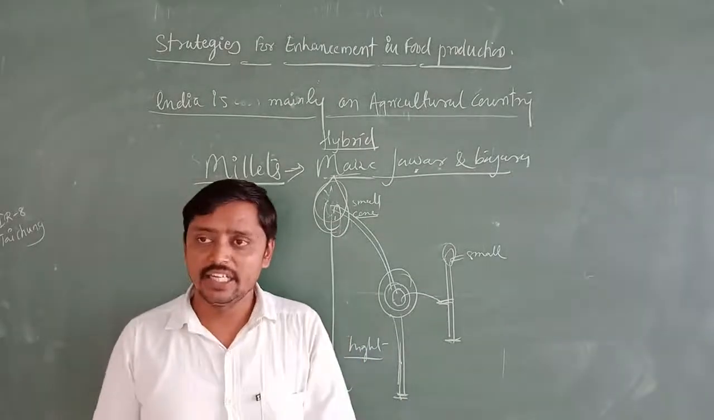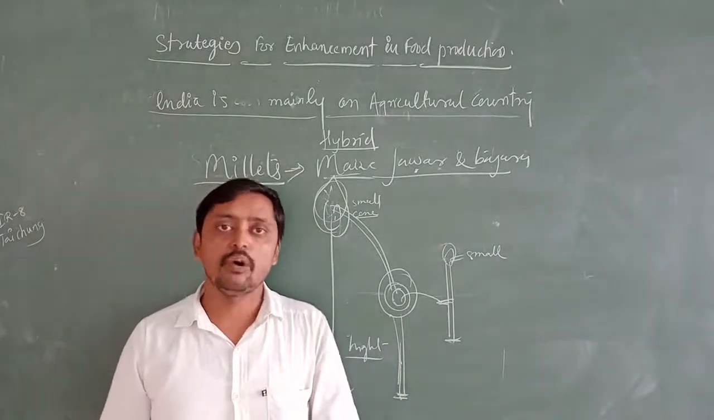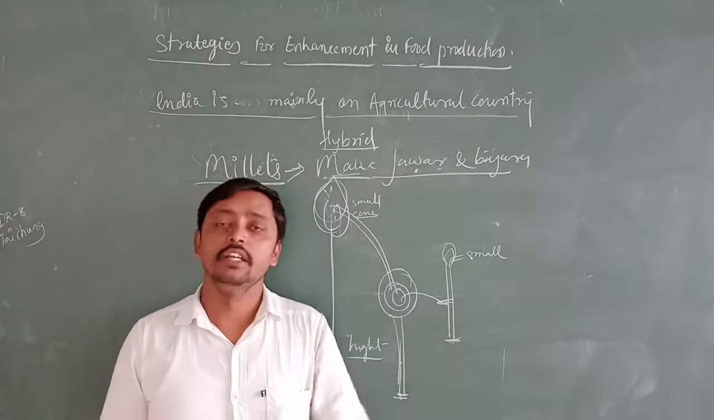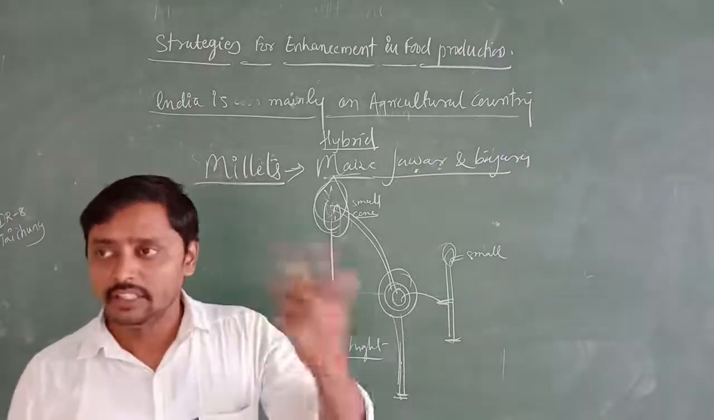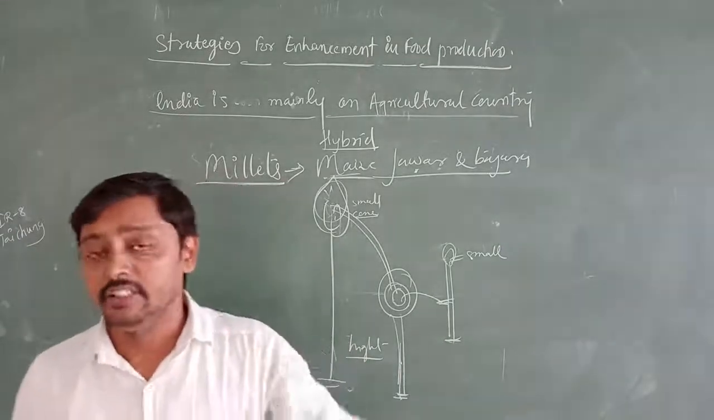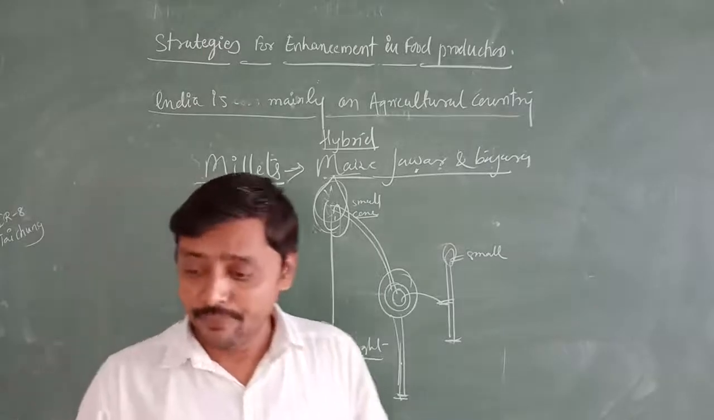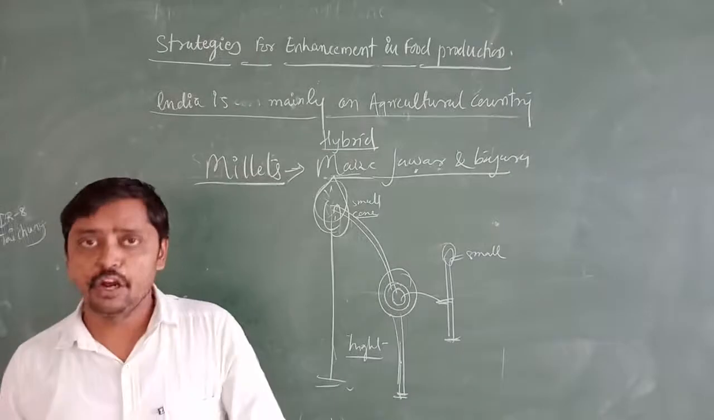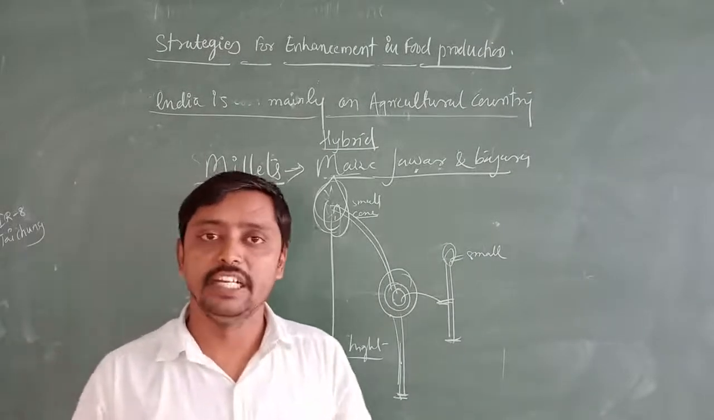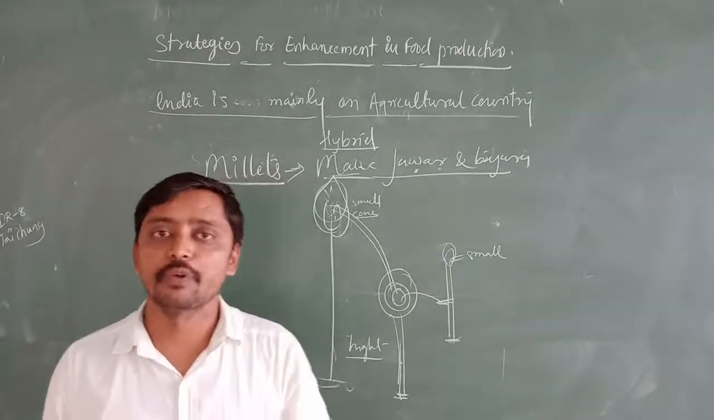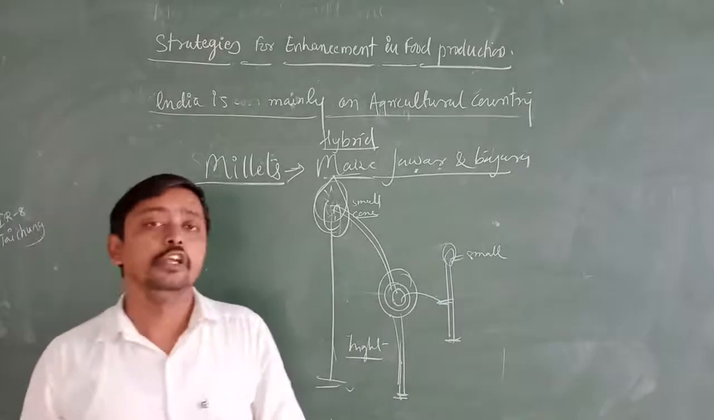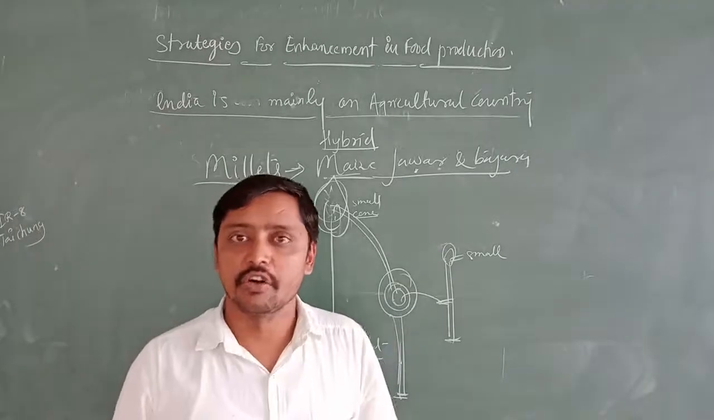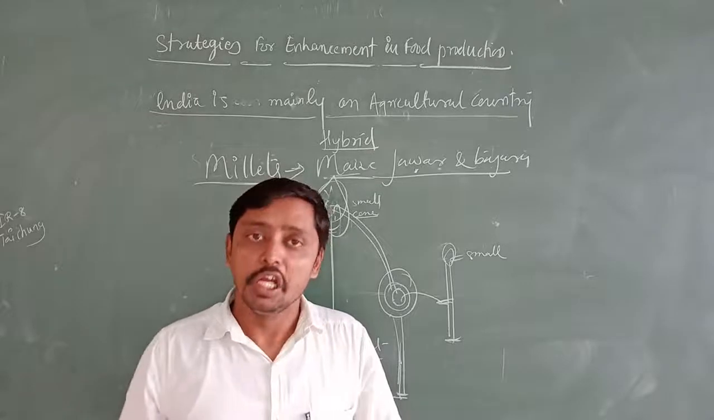Yesterday we discussed about plant breeding. Why the need of plant breeding we have studied, the definition of plant breeding we have studied, the steps involved in plant breeding we have studied, and today we are studying that India is mainly an agriculture country, and 33% of the GDP of India comes from agriculture, and agriculture in India provides nearly 62% of the employment from the total population.